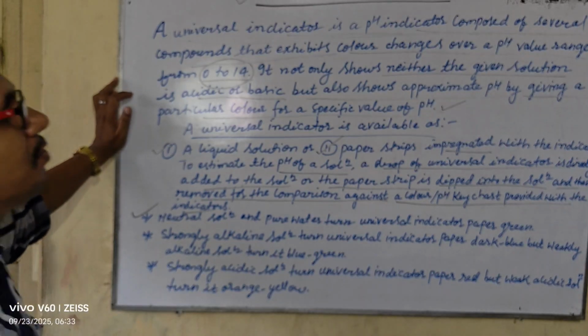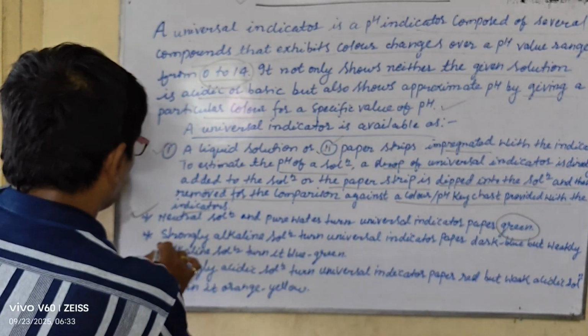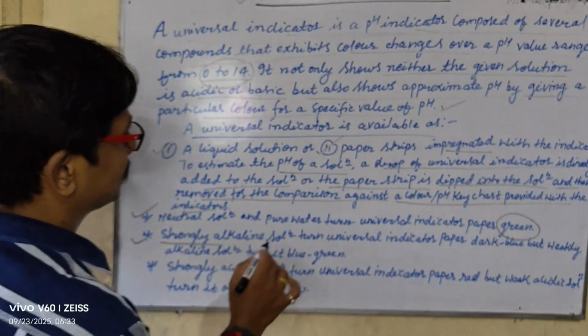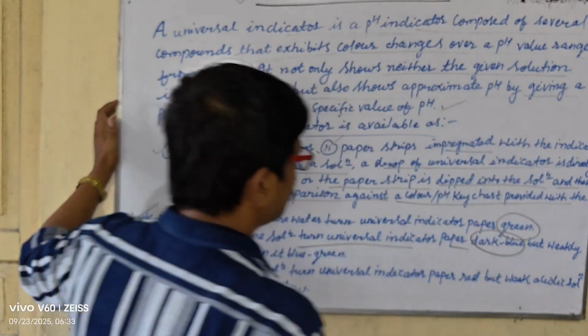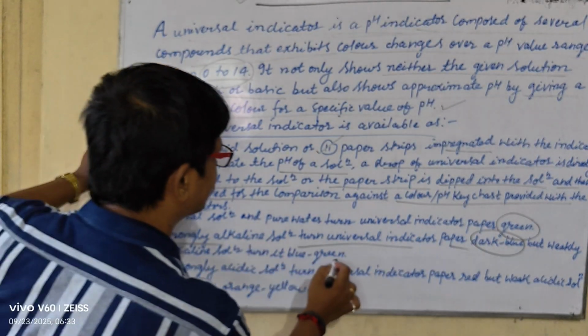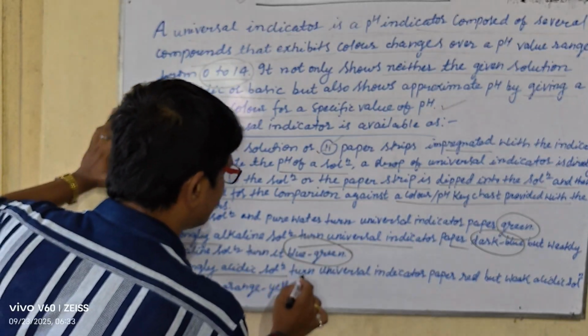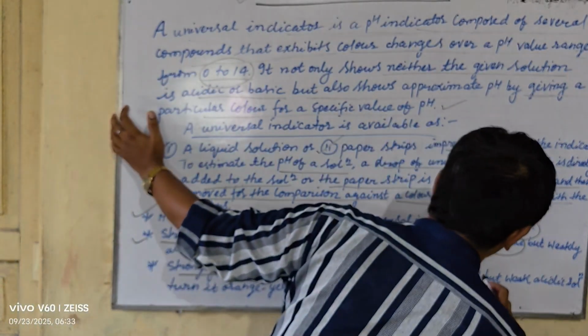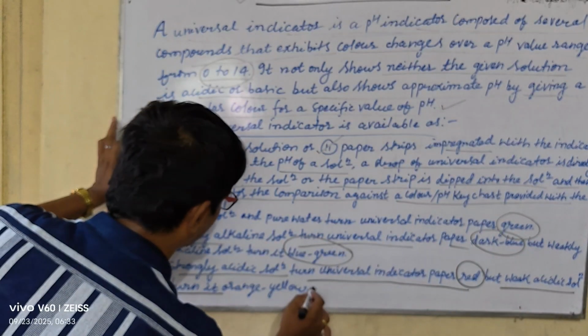So my dear student, it is quite clear that a neutral solution and pure water turn universal indicator paper green. Strongly alkaline solution turns universal indicator paper dark blue, but weakly alkaline solution turns it blue green. Strongly acidic solution turns universal indicator paper red, but weakly acidic solution turns it orange yellow.